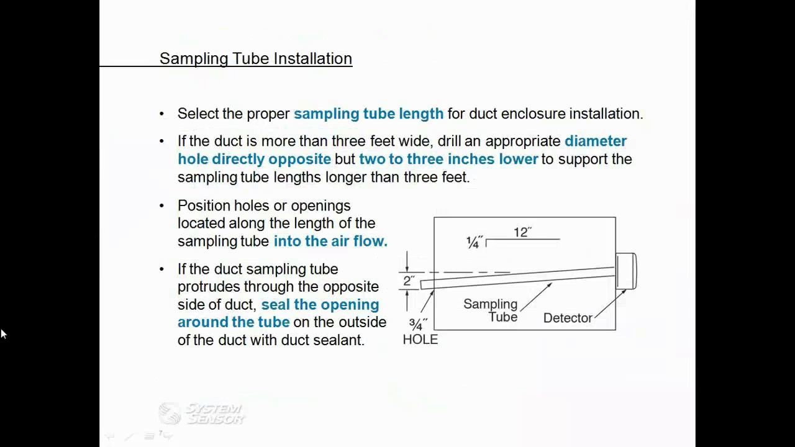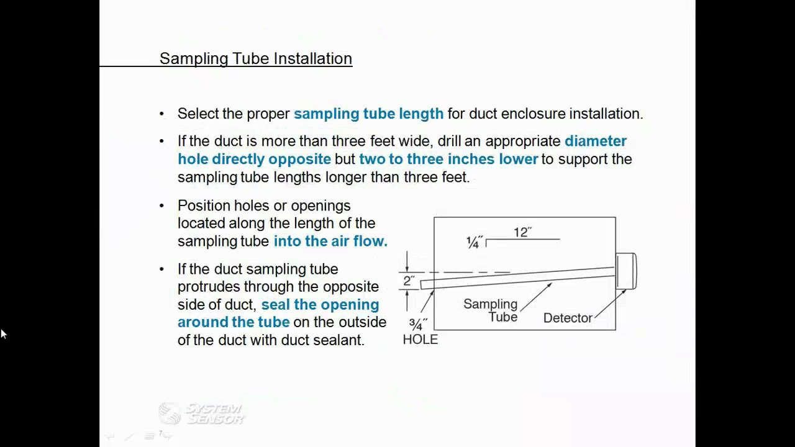If the duct is wider than 8 feet, usually there are 2 separate pieces of the sampling tube that are connected together with a 1/2-inch conduit fitting. So when you're doing that, you also want to make sure that the holes in both sections are lined up and facing into the airflow. For tubes that are actually longer than the width of the duct, the tube should extend out the opposite side.